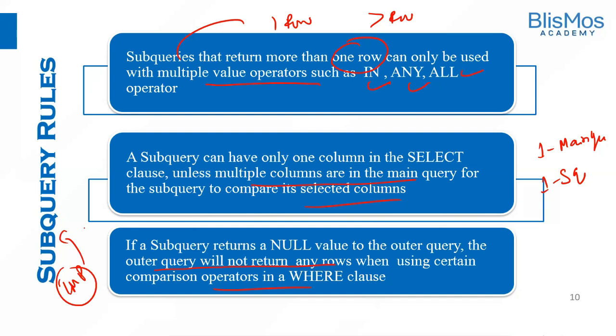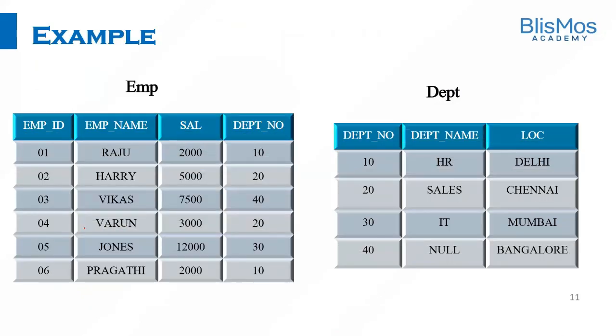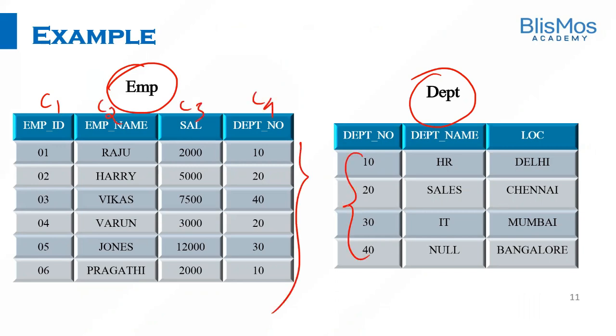Let us understand the subqueries along with the DML, DQL, along with the arithmetic operators, along with the clauses. The data we are going to use to understand the subqueries is EMP table and department table. You can see EMP table has 4 columns and 6 records. In department, we have 4 records and 3 columns.